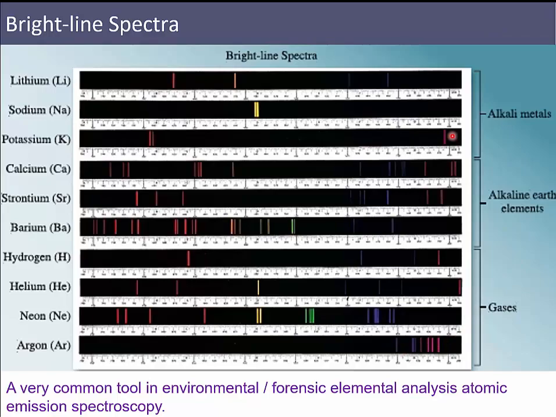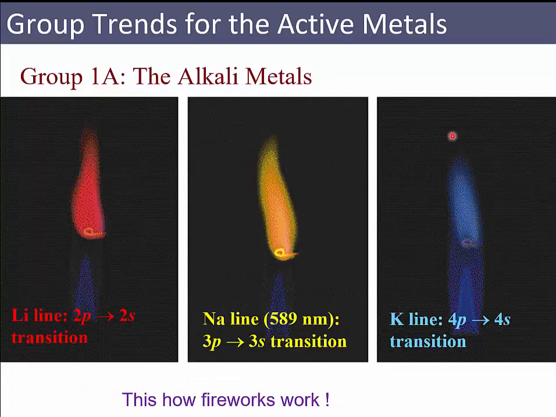And you can kind of do this with the old Mark I eyeball when you talk about something like the alkali metals. So lithium is going to give you a nice red flame. Sodium is going to give you a bright yellow flame. Potassium will be bluish, purplish. Copper, if you take some copper sulfate and burn it, it'll be green. That's how fireworks work.